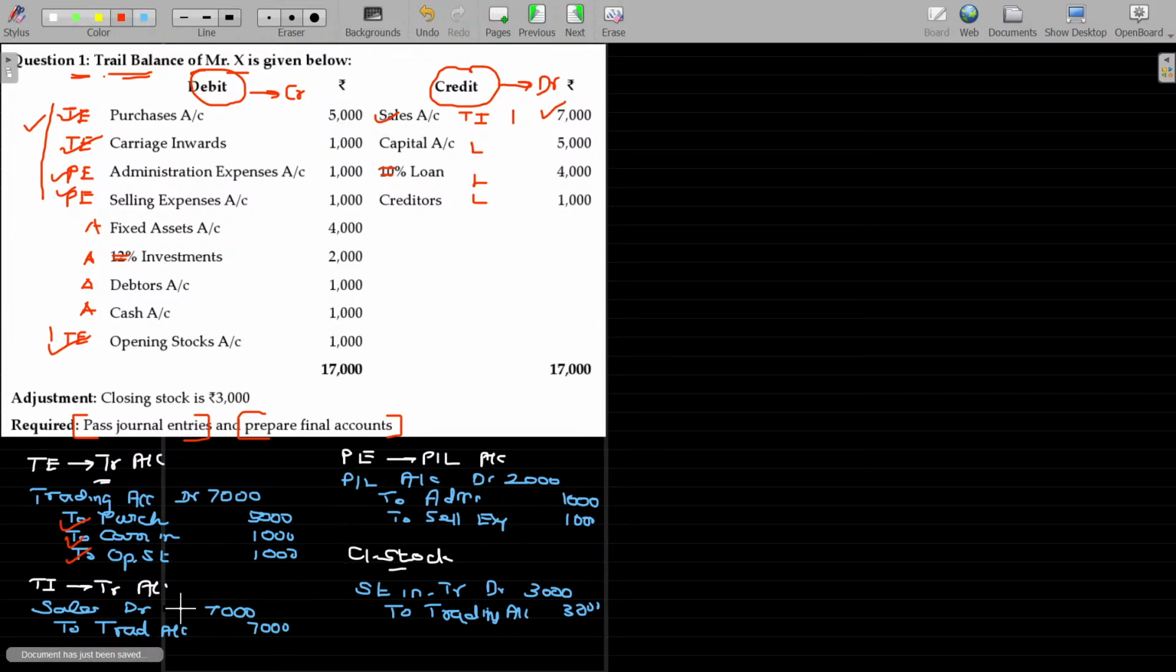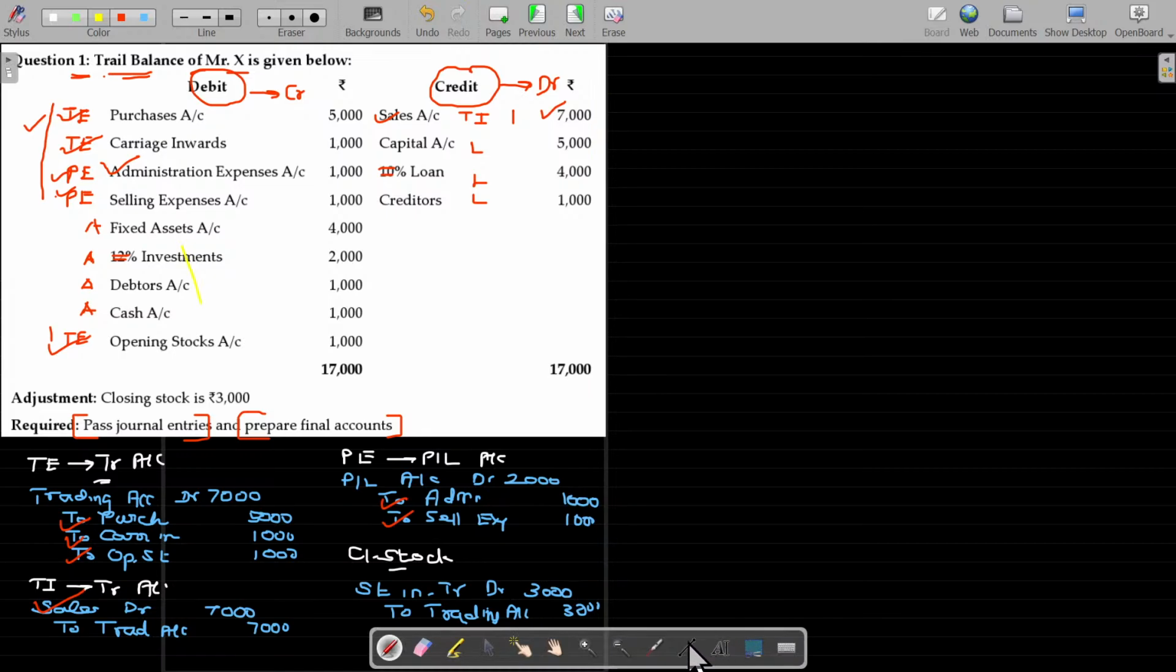Let's see here, sales. This is recorded from here. Admin expenses and selling expenses also recorded. And still we have some unticked accounts. Those unticked accounts should be posted to the concerned new account, the new account being the trading and P&L account. So we open the trading and P&L account and this should be transferable there. Now let's see here. Trading and P&L account.